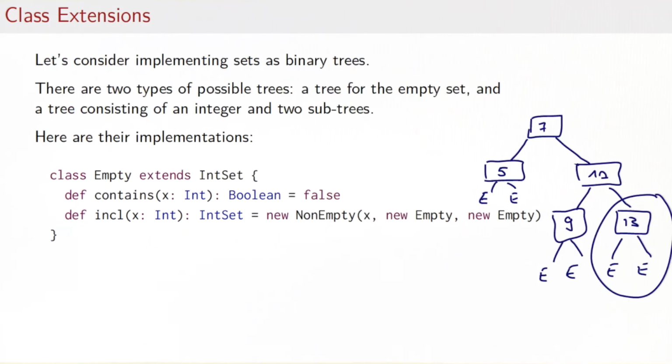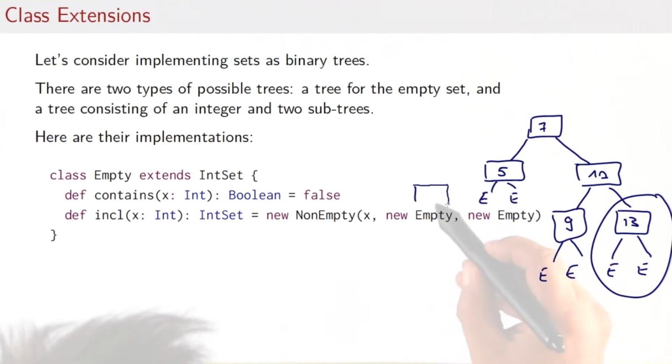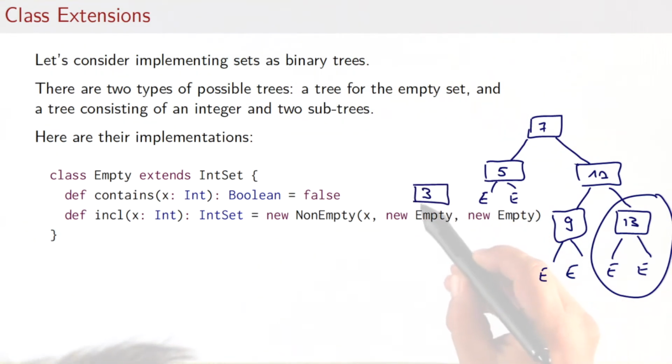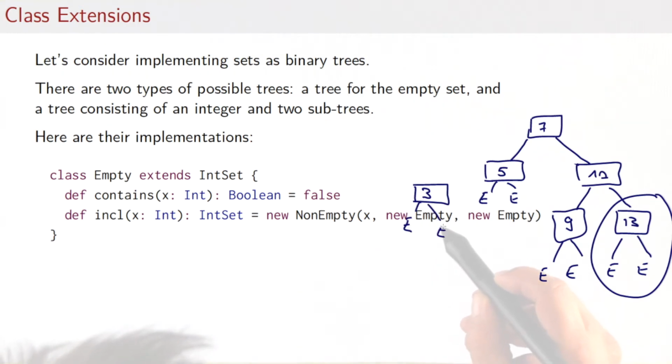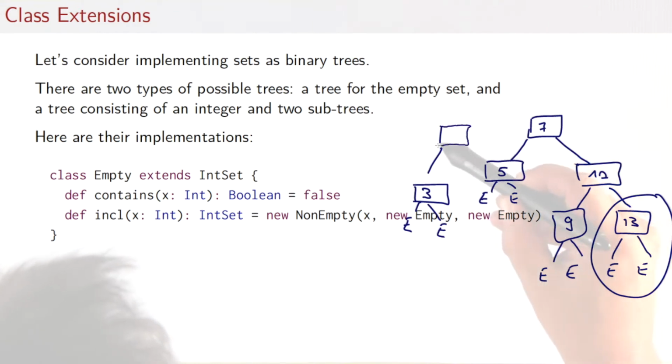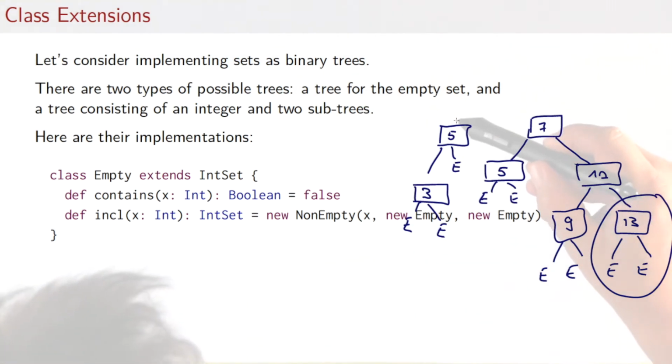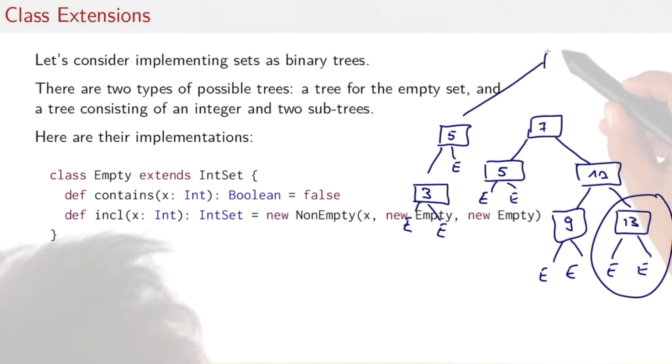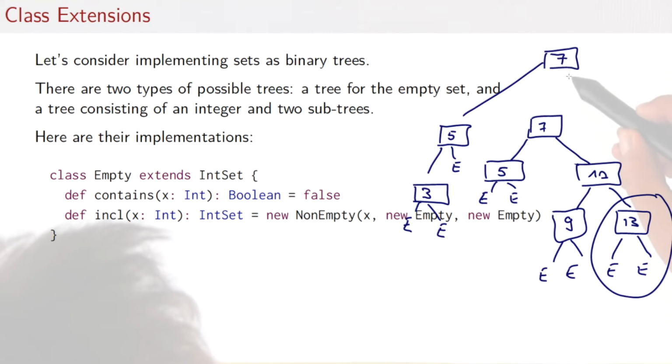So visually, if I would say include the number 3 in the tree that we see here, then what would happen is I would create a new node 3 with 2 empty subtrees. That subtree would be the left subtree of a new node with element 5 and an empty right-hand subtree. And finally my tree would be a new tree with, as before, the node 7 as the node and the same right-hand side tree here.